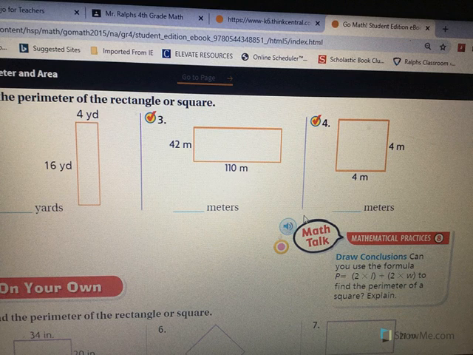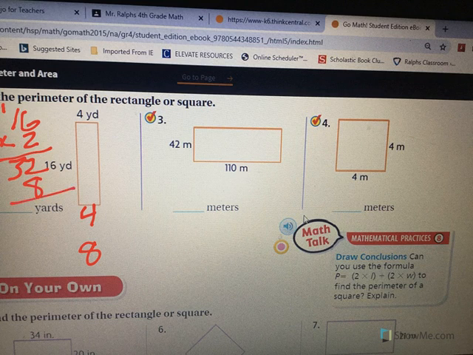I know 4 plus 4 is 8, so that one's easy. And then 16, maybe timesing by 2 for some of you is easier with bigger numbers. So 6 times 2 is 12. Carry the 1. 1 times 2 is 2, plus 1 is 3. Now I'm not done because I have to take that 32 and plus the 8. 32 plus 8 is, you got a 0, carry is 40.